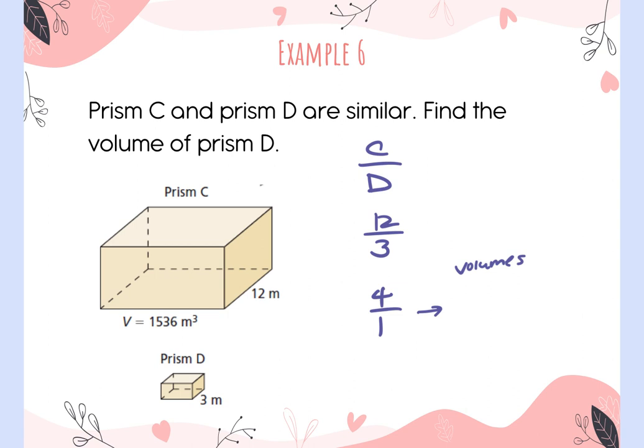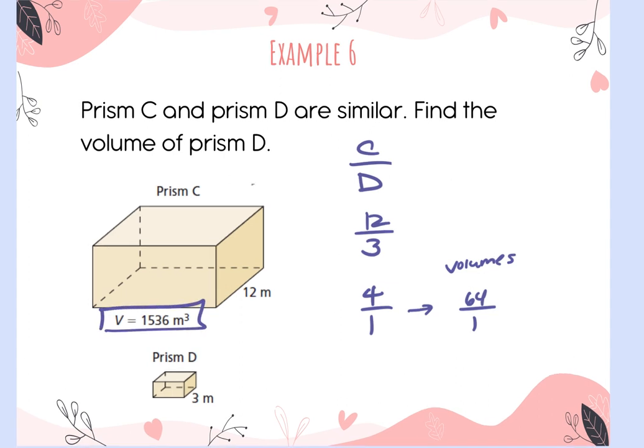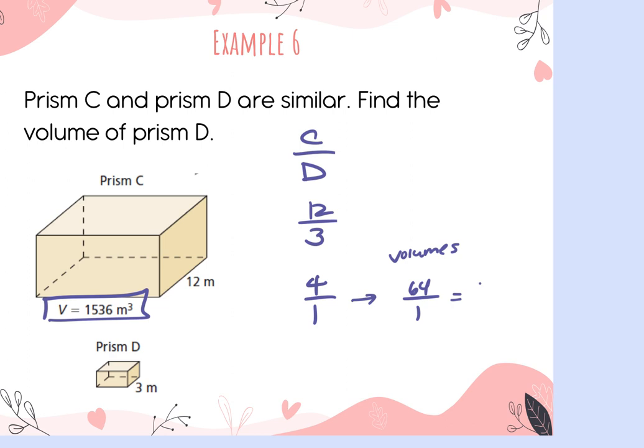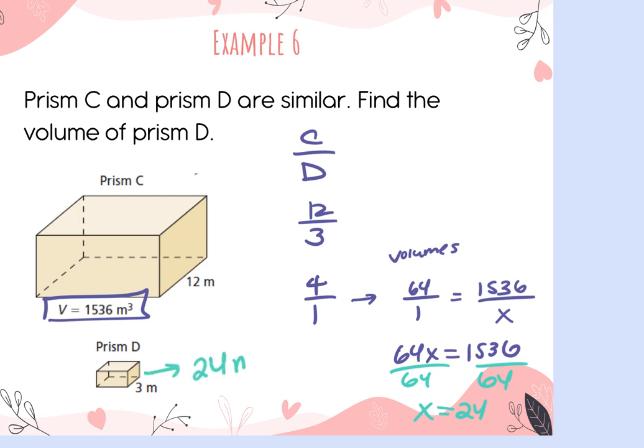What would be the ratio of their volumes? 64 to, what's 1 times 1 times 1? 1. So the ratio of their volumes is 64 to 1. So if I have the volume of C, that's going to go on the top because I did that in that order. 1536 would go on the top, and the volume of D is what I'm missing. That's my X. Cross multiply, 64X would equal 1536, and then divide by 64. And X is 24. So the volume here would be 24 meters cubed.